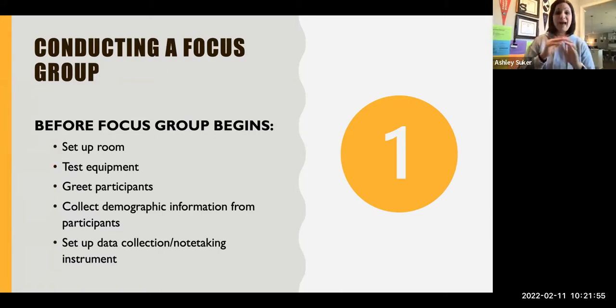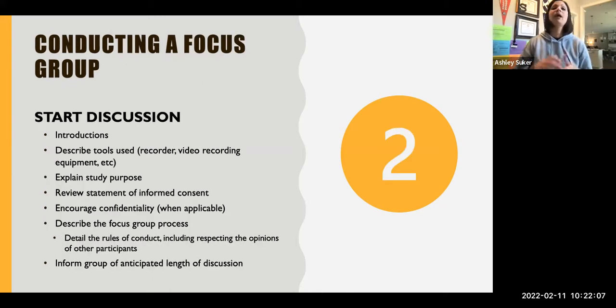Before the focus group ever begins, you need to set up the room. You need to test your equipment to make sure it's working correctly. Greet participants, collect their basic information, and set up any data collection or note-taking instrument. Then you need to start the discussion. That will include the introduction or icebreakers like we talked about. You'll describe the tools that you're using. So if you have a tape recorder, you're going to show participants that. If you're recording it via video, however, whatever tools you're using, you need to let them know. You'll explain the purpose of the study.